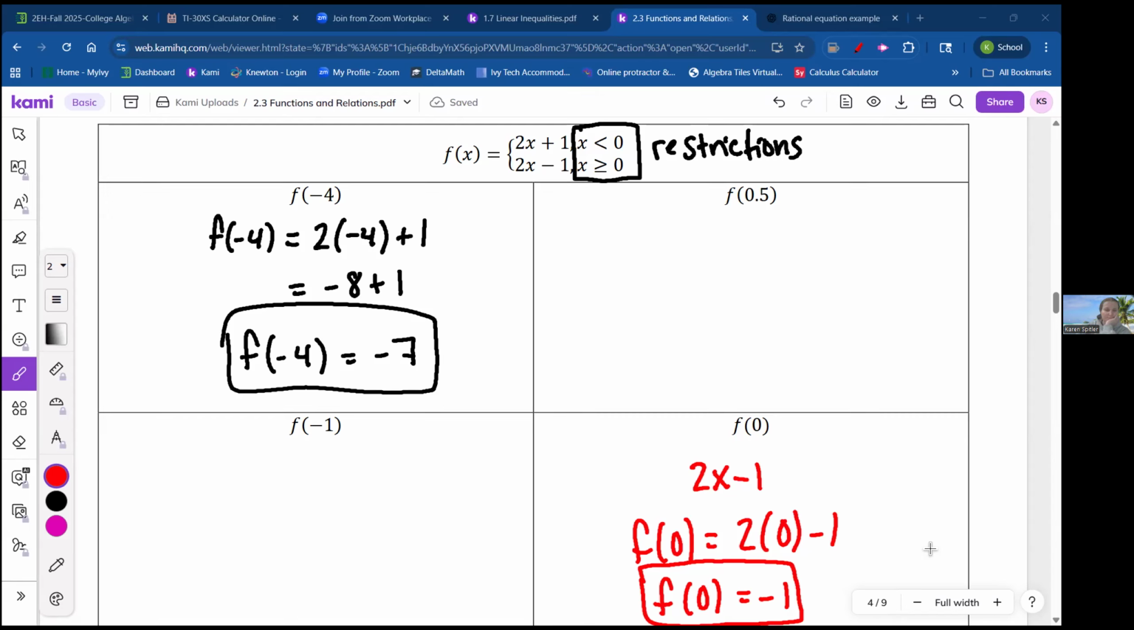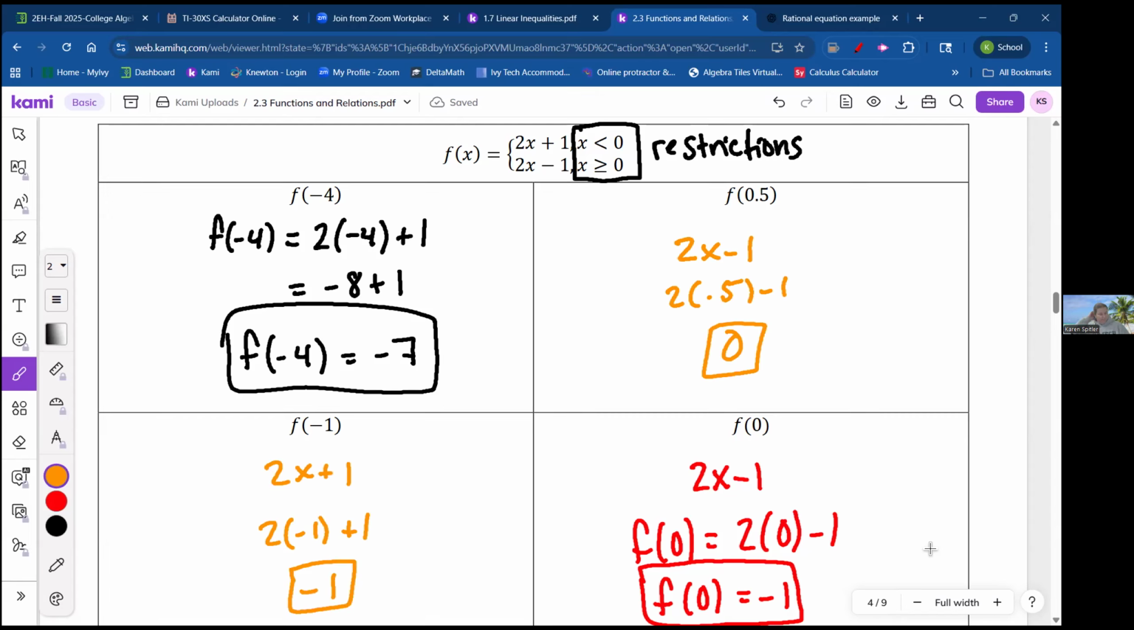Would anyone like more time? All right, 0.5 is greater than or equal to 0. So you're going to use the 2x minus 1. And it's 2 times 1/2 minus 1, which is 0. And then if x is -1, that's less than 0. So you're going to use the 2x plus 1. So that's 2 times -1 plus 1, which is -1. Questions, comments, concerns?